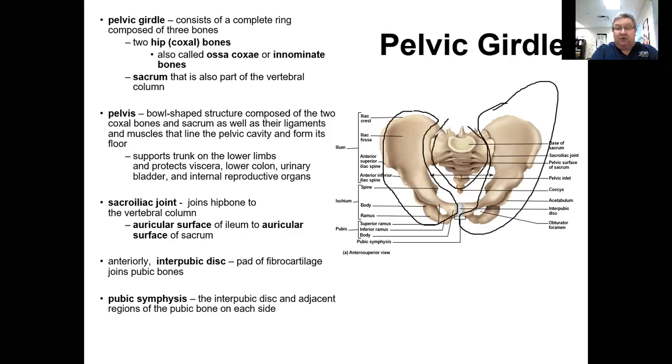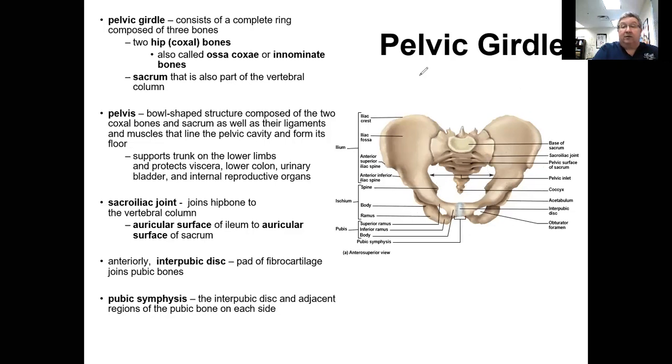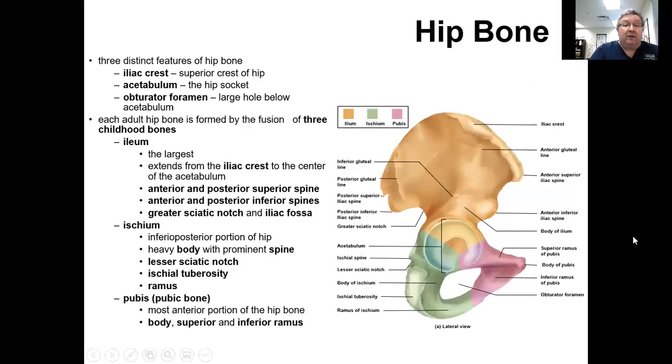So this is the sacroiliac joint right over here. We'll split up the pelvis bone in a second, but this is what the pelvic girdle looks like. All right, so the hip bone, we spoke about it yesterday. There are a bunch of landmarks that you need to know. Okay, so let's go through them.